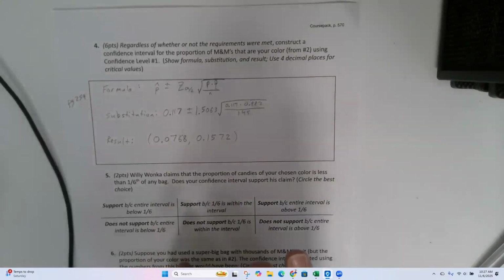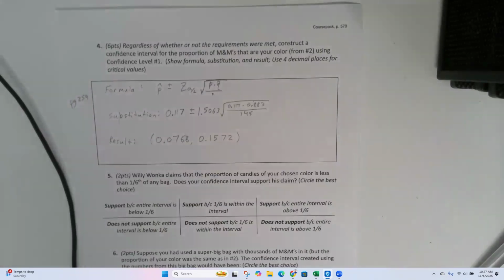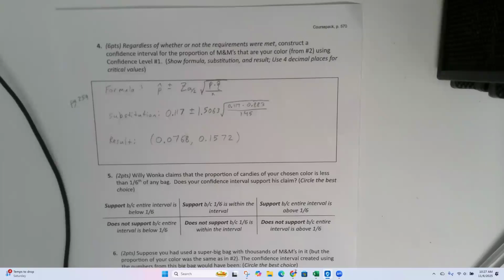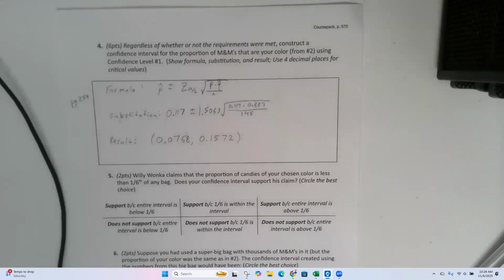Am I 100% confident? No, I'm not. To be 100% confident, you have to check the entire population. You can never be 100% confident. The whole purpose of a confidence interval is that you're not 100% confident. So you're going to give a range of what the true value is because you don't know what the true value is, but you can give a close range. You can say it's somewhere in this area.